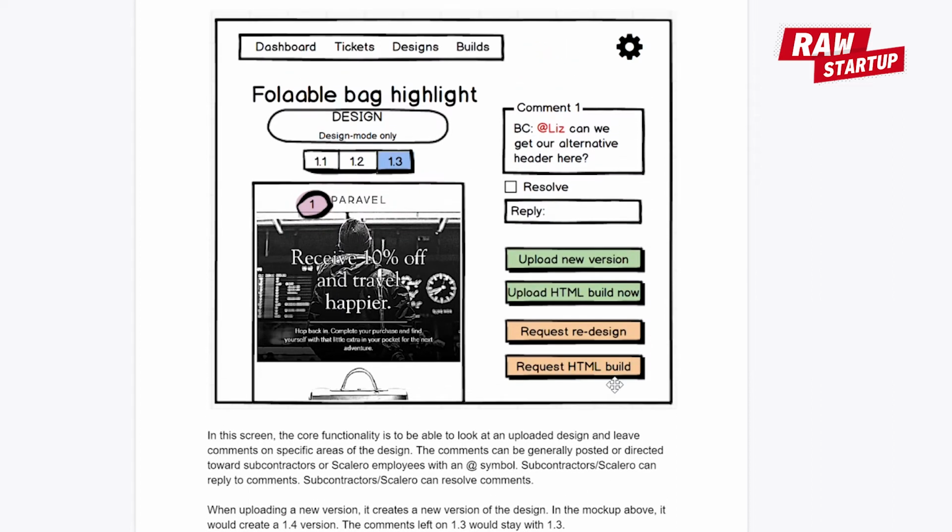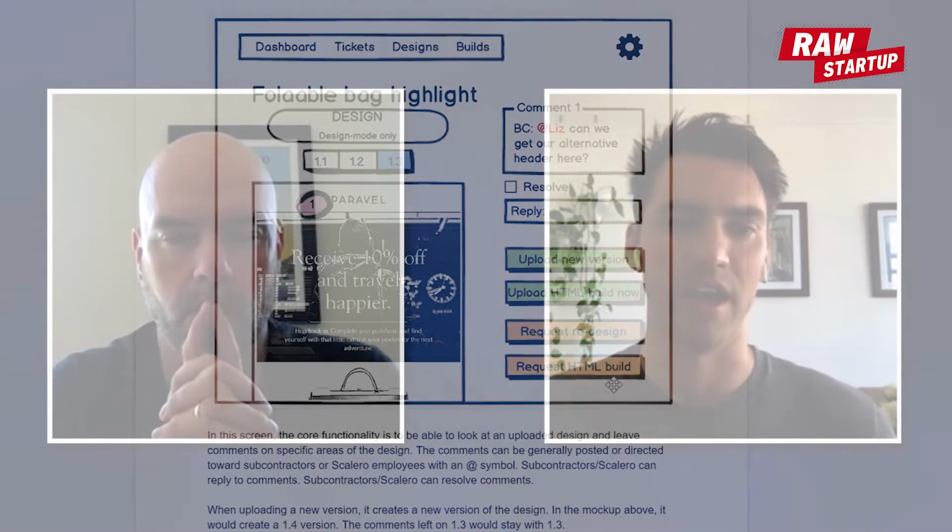And then the orange buttons, those are our symbols of working with Scalero. So for this super MVP, if we have a subcontractor that clicks request redesign or request HTML build, that'll ping Will and I to kind of move it along this next step. Eventually, though, in a longer term vision, it's actually the clients clicking these, and it's pinging our subcontractors to start working on these kinds of things, and Will and I can be completely out of the process. Perfect. Okay, cool.